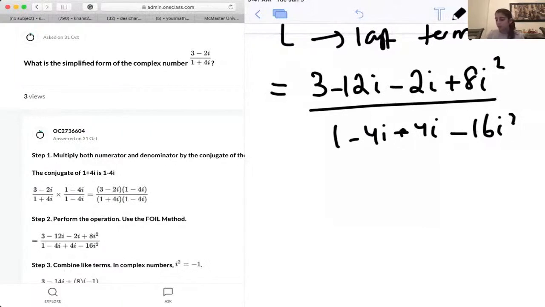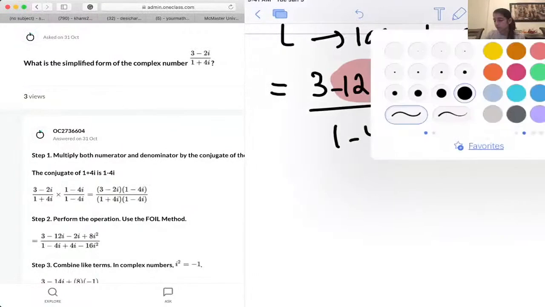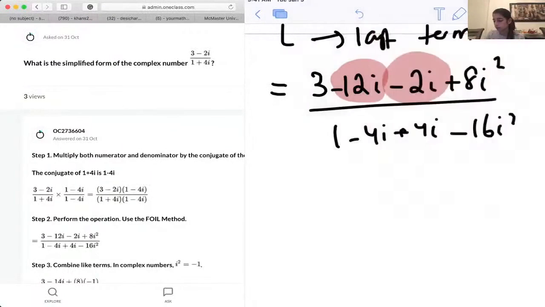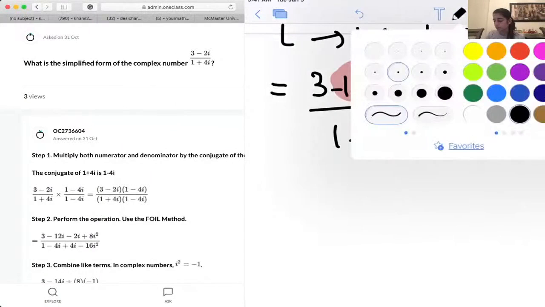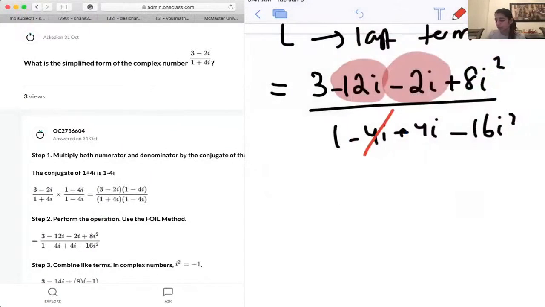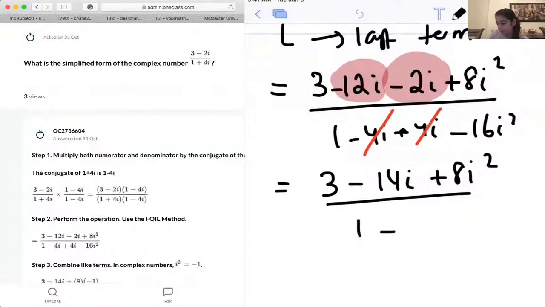combine like terms, so we can combine negative 12i and negative 2i, and we can also cancel this out because negative 4i plus 4i cancel each other out. So then we're left with 3 minus 14i plus 8i squared over 1 minus 16i squared.